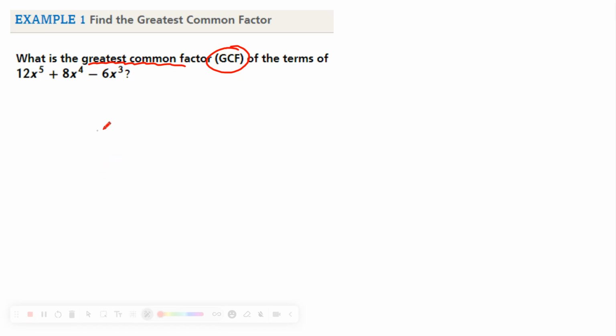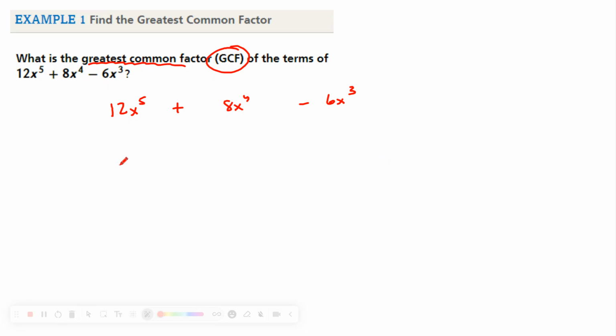So greatest common factor, again, when we factor, it's like division. So I have three terms here. I have a 12x to the 5th, I have a positive 8x to the 4th, and I have a negative 6x to the 3rd. I'm going to do this the first time, and then we'll never do it like this again. But I'm really going to explain what it means to factor.